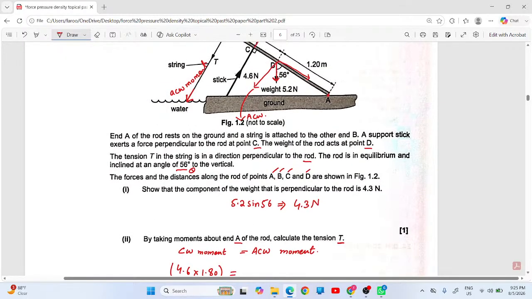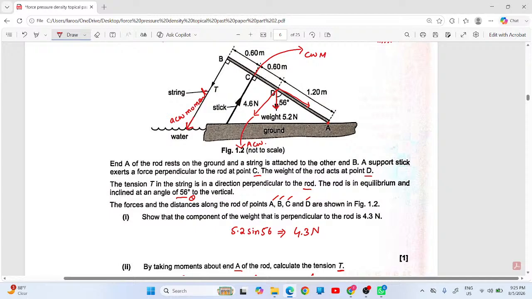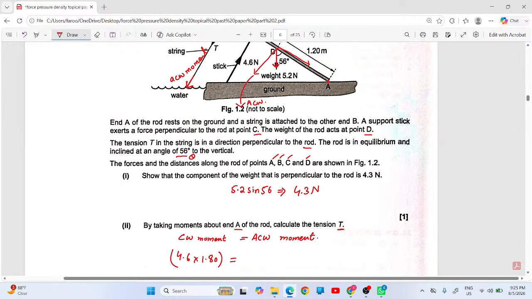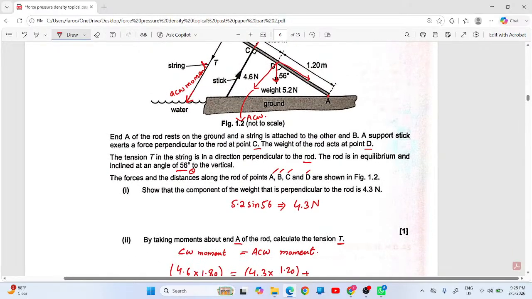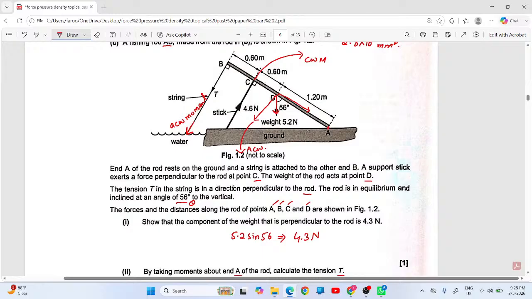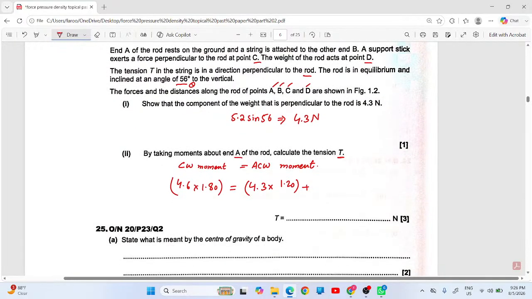One is the perpendicular component, 4.3 due to weight, and its distance is 1.20, plus the other one is tension T, and its distance is 0.6 plus 0.6, 1.2. So T equals into 2.4. Now make tension the subject from this and tell me the answer.